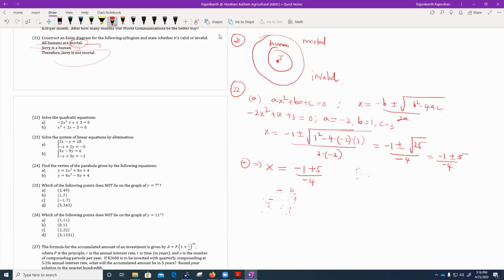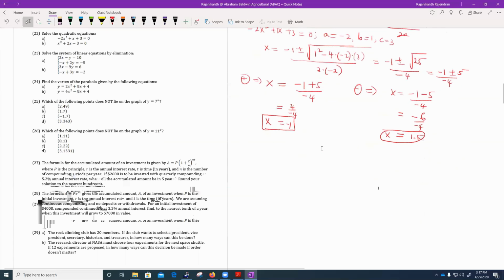The second answer, take the negative sign now. That is my x is now negative 1 minus 5 over negative 4. This is negative 6 over negative 4. So if you simplify this, this is 1.5, right? Or 3 over 2. These are the two solutions for this quadratic equation, right?